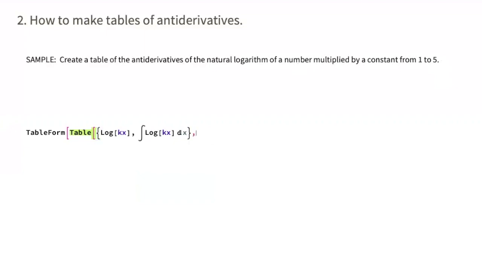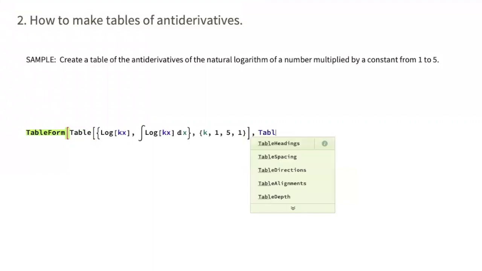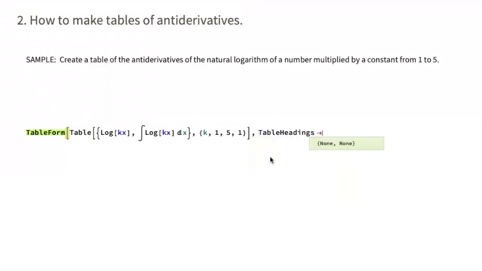Close my set bracket. Then I need to specify what values k should take on, so I'm going to say from 1 to 5 in increments of 1. Close up my Table command, and I'm going to put my table headings on. Now in the table headings, I'm going to go back to standard notation for the natural log, which would look like this. And then I'll just have a column for antiderivative.